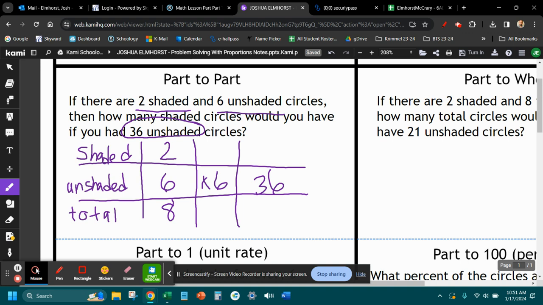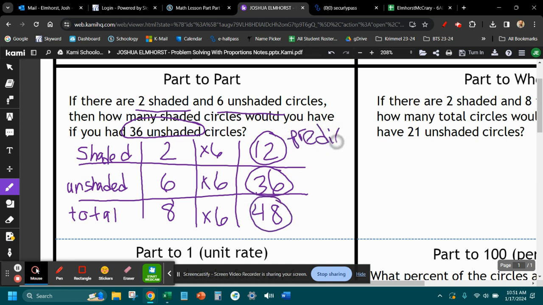And now we start to use our multiplicative factors, or multiplying. We're multiplying each one of these by 6. 6 times 6 is going to give us 36. 2 times 6 would be 12. And then 8 times 6 would give us a total of 48. And this would be a prediction, or it would be the solving in a given situation. So that's given when you have part to part given information.